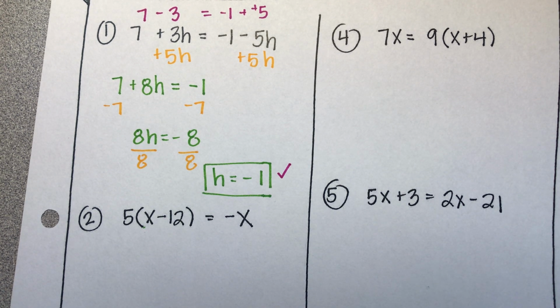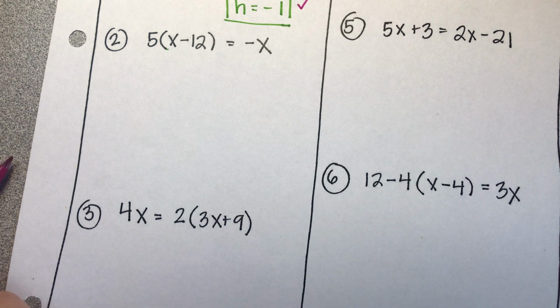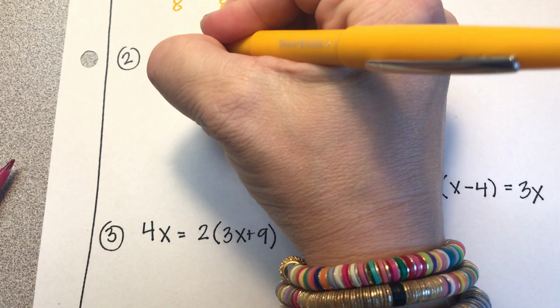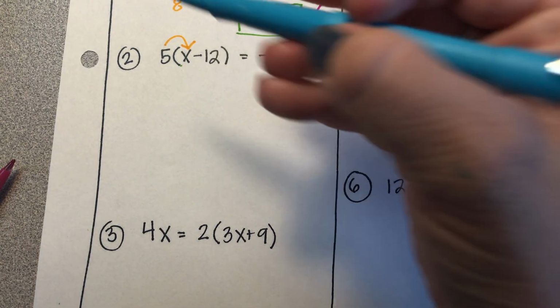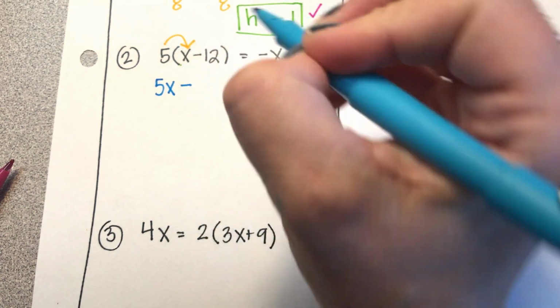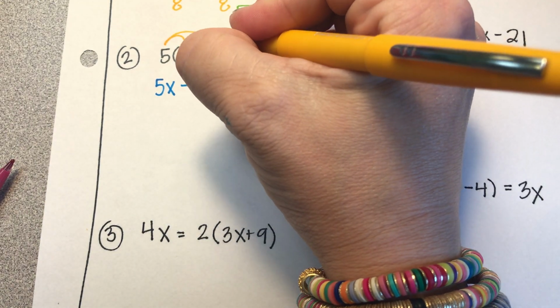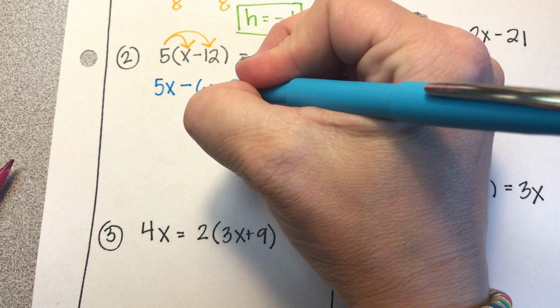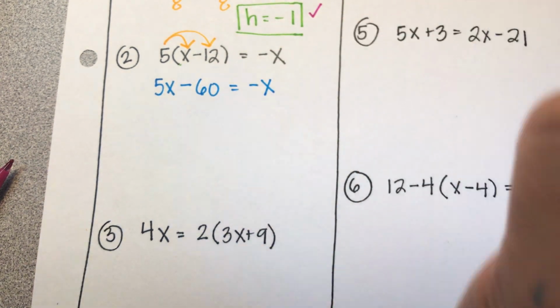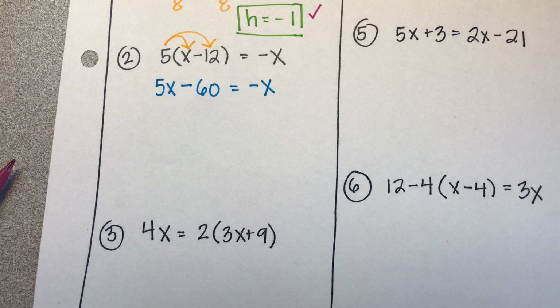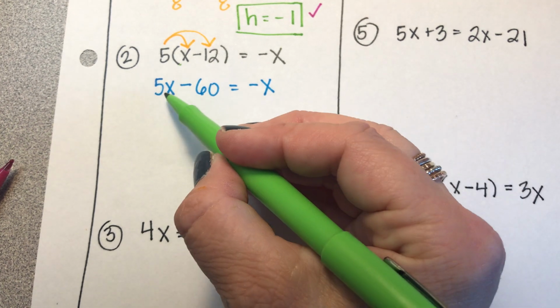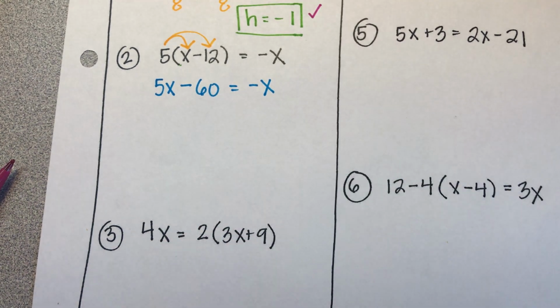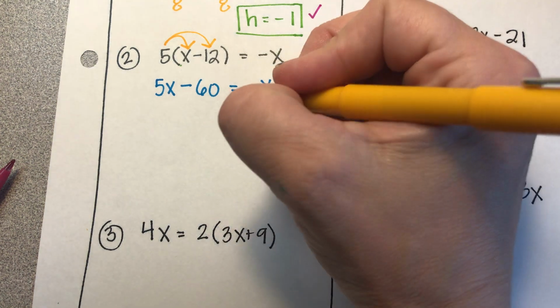Okay, let's look at number 2. Before I can do anything else, I have to do my distributive property. So 5 times x is 5x minus 5 times 12 is 60. And that equals negative x. So I don't want variables on both sides. It doesn't matter whether I add x over here. Actually, let me go ahead and I'll do it this way. Okay, so let's add x.